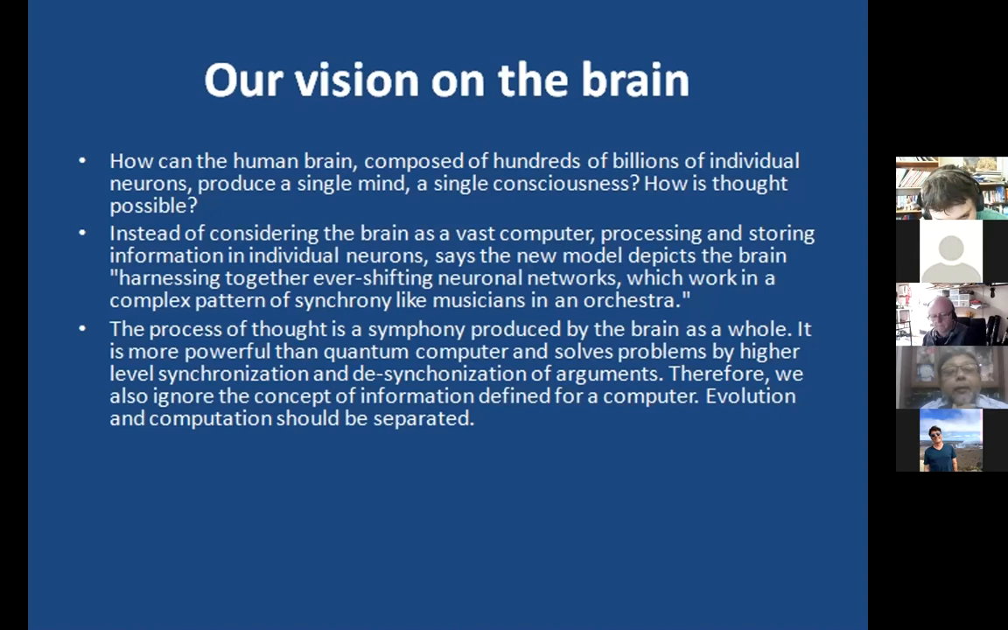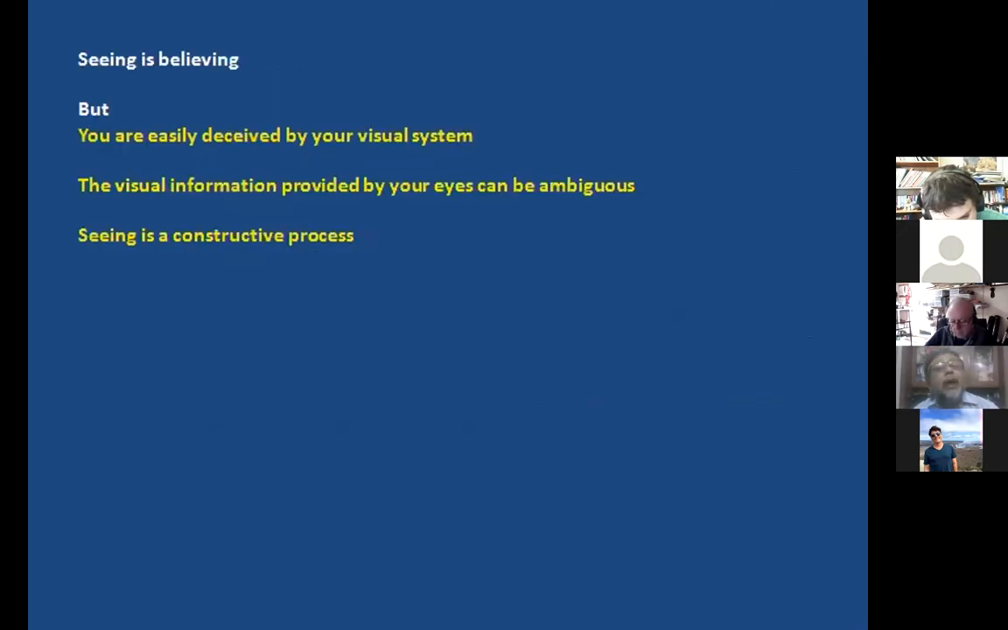So instead of considering the brain as a vast computer processing and storing information in individual neurons, the new model depicts the brain harnessing together ever-shifting neuronal networks which work in a complex pattern of synchrony, like musicians in an orchestra. The process of thought is a symphony produced by the brain as a whole. It is more powerful than a quantum computer and progresses by higher level synchronization and desynchronization. Therefore, we also ignore the concept of information defined for a computer. Evolution and computation should be separated. Now, how would we approach?